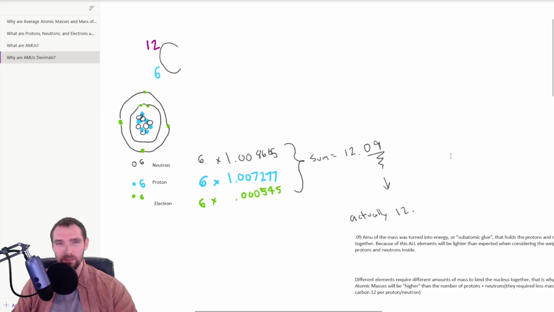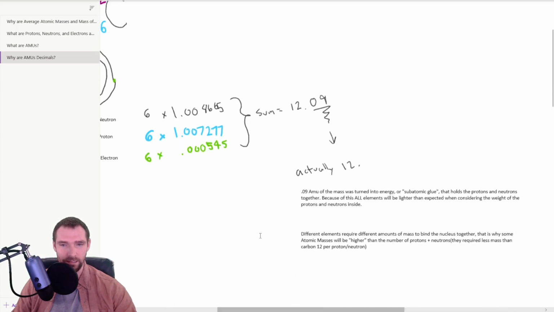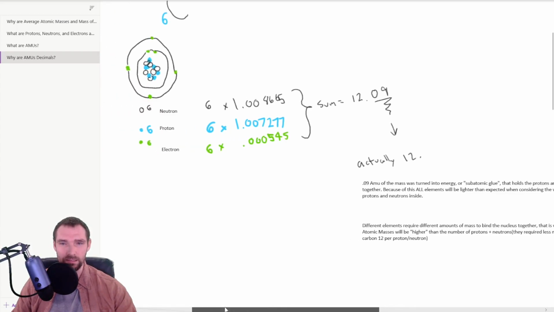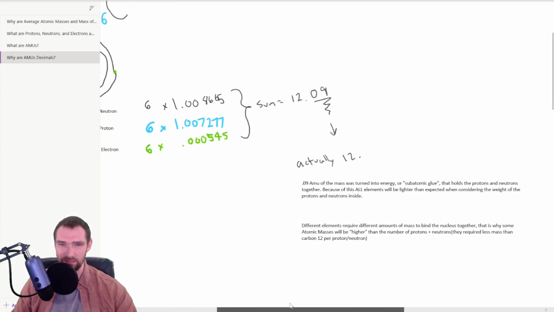For carbon 12, as we've said before, it's defined as being 12 AMUs. But we seem to have a loss of mass here, because you would expect that adding 6 neutrons, 6 protons, and 6 electrons would give 12.09. In reality, it's actually 12. So there's this loss of mass, and that loss of mass is basically energy, or subatomic glue, that's being used to hold all these things together. If you were to pull apart these protons, neutrons, and electrons, you could get a total weight of 12.09 again, because now you've unglued them, you can use that energy again and have it be mass.